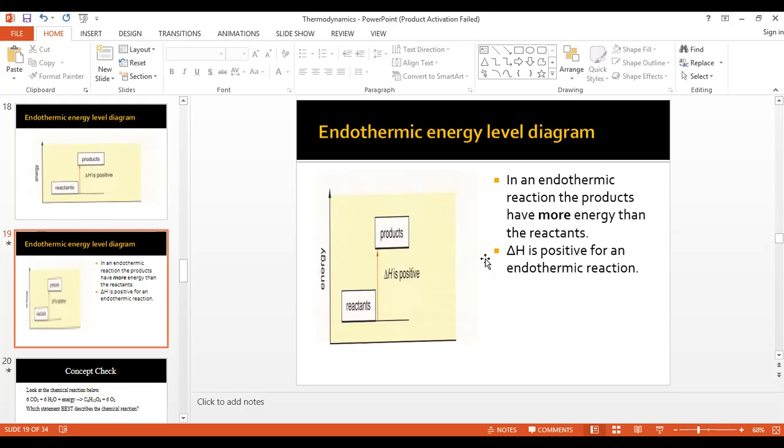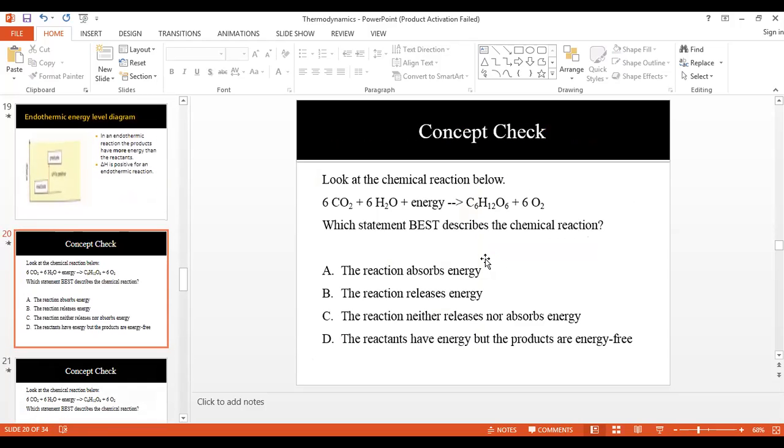Clear, guys? Yes. Okay, this is the basic concept for exo and endo. I am going to show you the more complicated diagrams and how you will understand from those. See this one? Just practice with me, please.